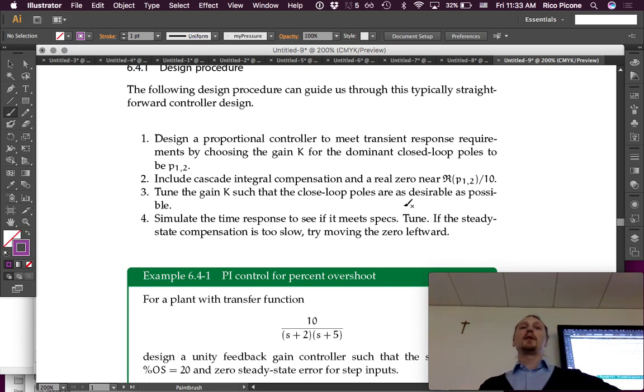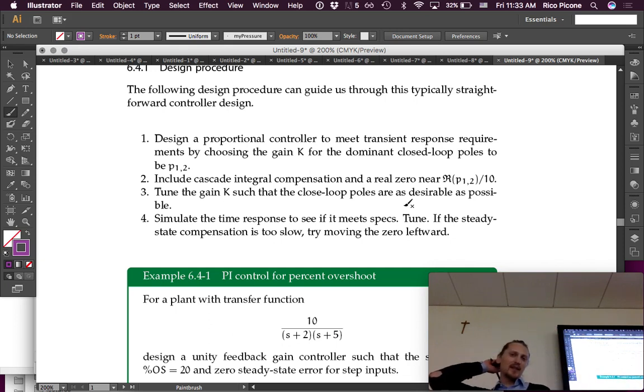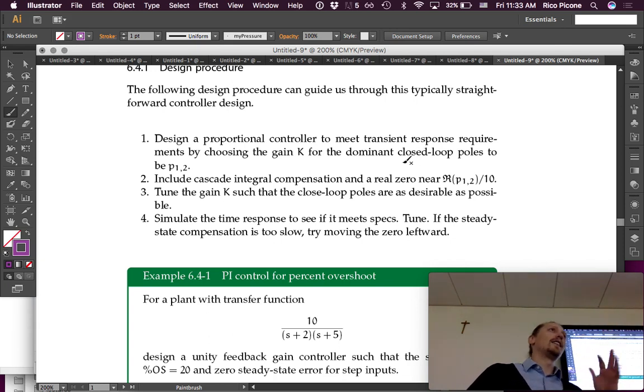And then step 2, include the integral compensation and put a real 0. Here's a place to start for placing your 0. A lot of times people are like, where do I put it? I don't know where to put it. This is a reasonable place to start: take the real part of your dominant closed loop pole pair and divide it by 10. So you're 10 times closer to the real axis than your dominant pole pair. That is just a made-up number, though. You can place it wherever you want. It's just a place to start with your design, and you can iterate from there.